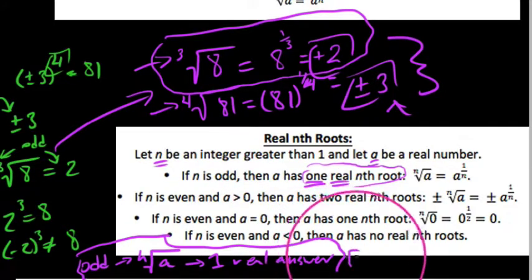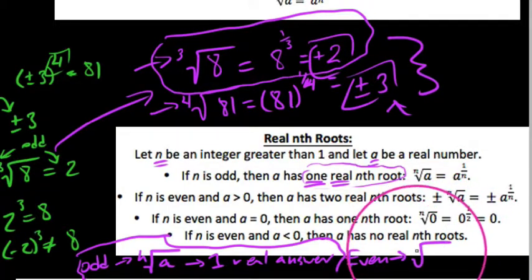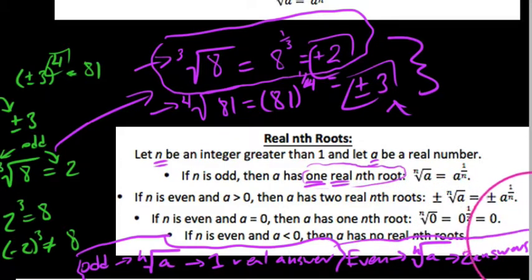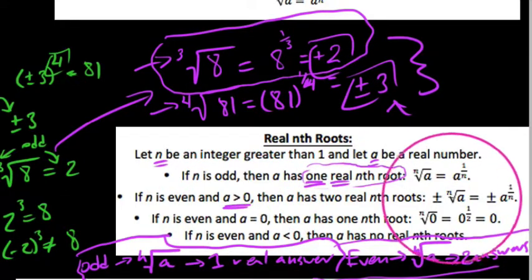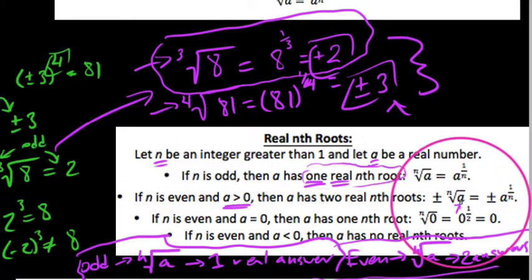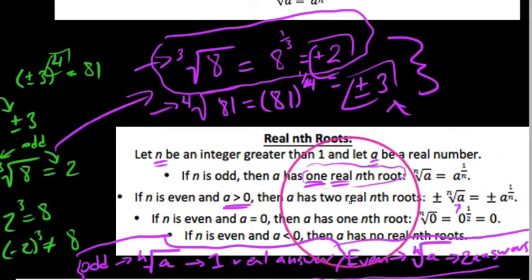So now what if we have an even case? We say even in the sense that we're taking the nth root of a and n is even. We're going to get 2 answers, 2 nth roots. They could both be real or both be imaginary or complex. But if n is even and the thing we're taking the root of, the inside stuff right here, is positive, then a has 2 real nth roots.